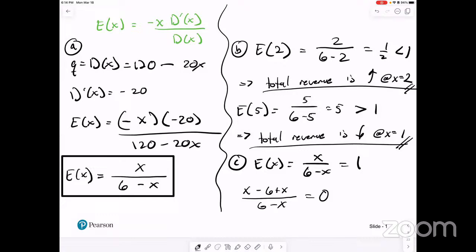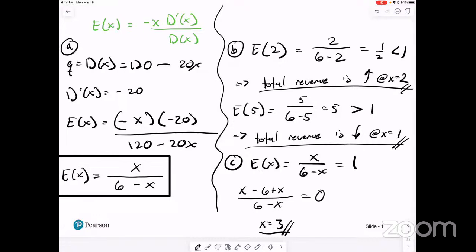So we have this 2x minus 6. Let me see, add and divide. It looks like when x is 3, right? X equals 3 looks like it makes that 0. Yeah, right? Again, a fraction is only going to be 0 when the numerator is 0. Okay. So we're saying that when x is 3, it maximizes the revenue, right? So we got that when x is 3, the total revenue is maximized.